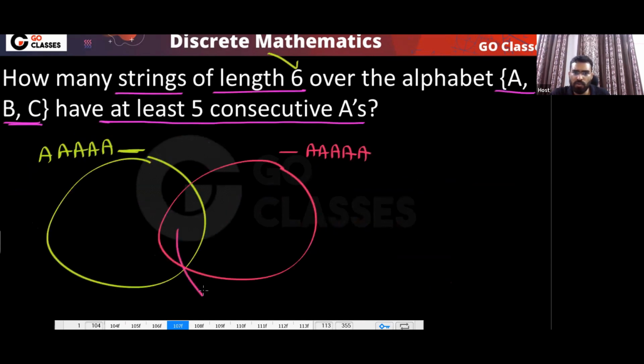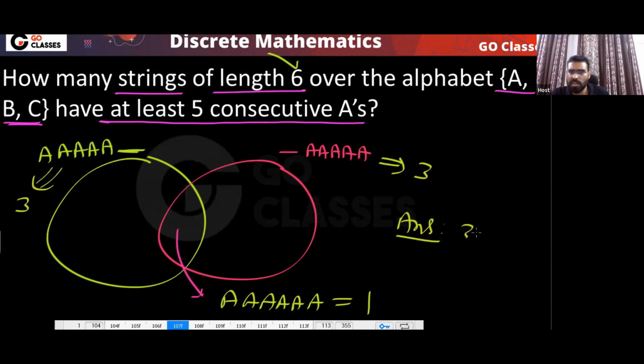So which duplicate are you counting? This is the only duplicate you are counting: the string should start with 5 consecutive A's and should end with 5 consecutive A's. So this is 3, this is 3. The answer will be 3 plus 3 minus 1. The answer will be 5.